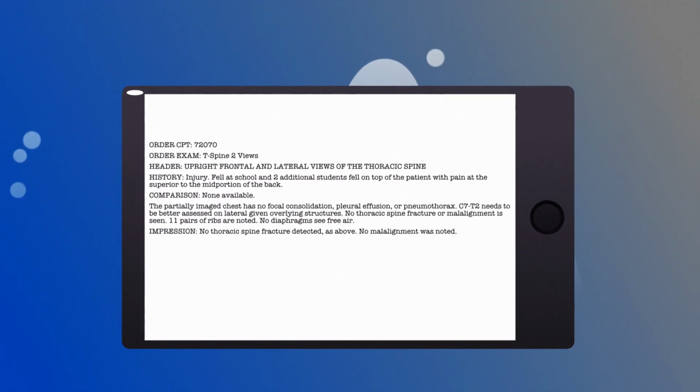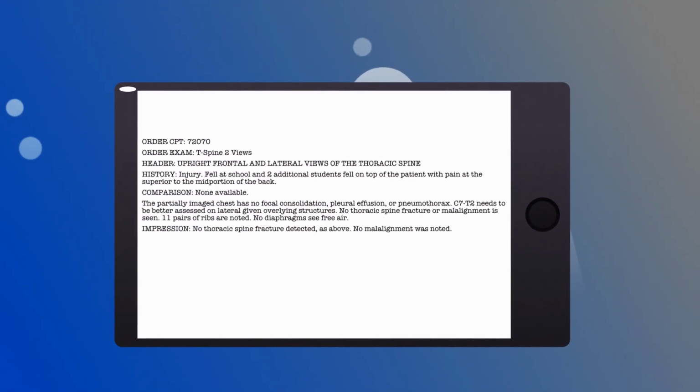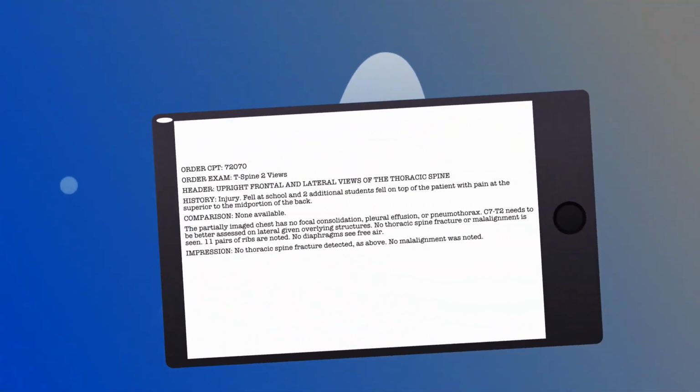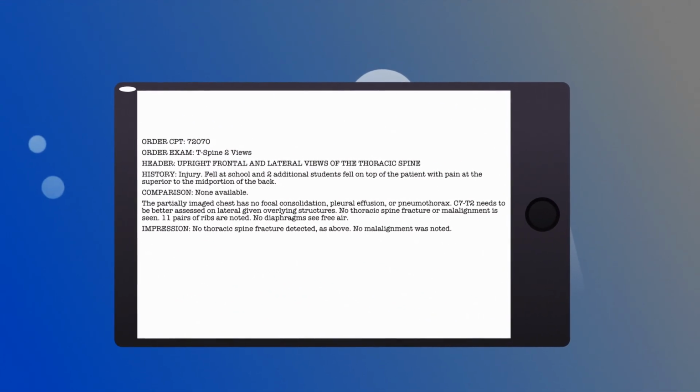Report overview. Order: exam, T-spine, 2 views. Header: upright frontal and lateral views of the thoracic spine. History: injury. The patient fell at school, and 2 additional students fell on top of them. Pain is localized to the superior to mid portion of the back. Comparison: none available. Radiology report summary: upright frontal and lateral views were performed.